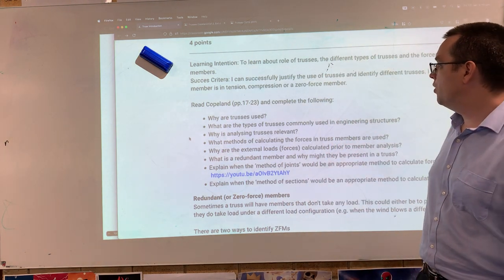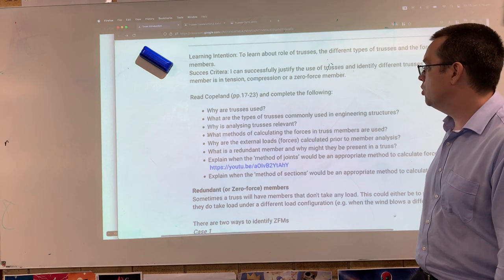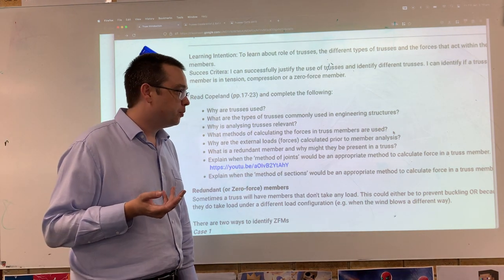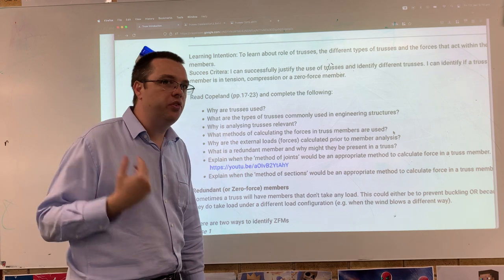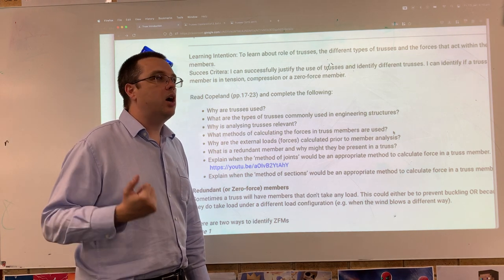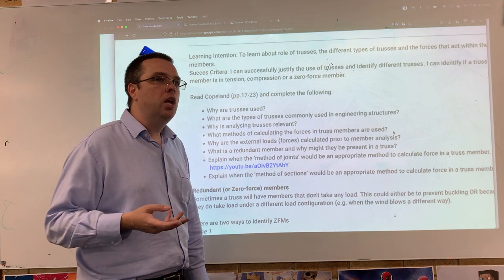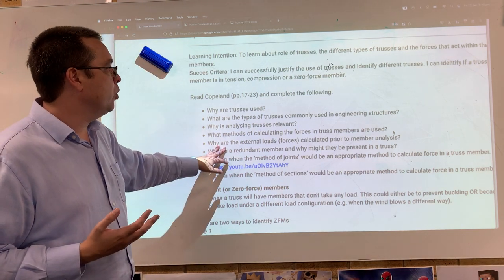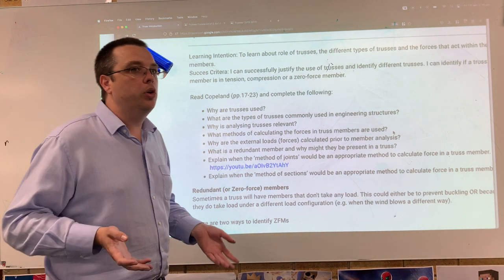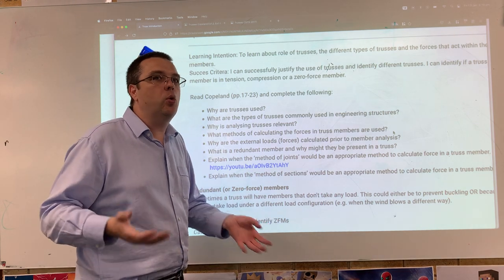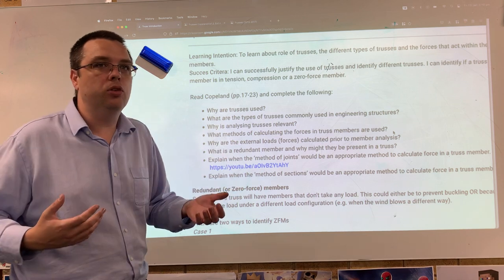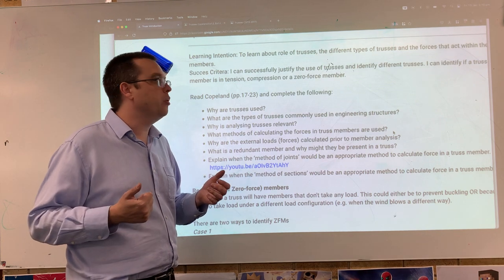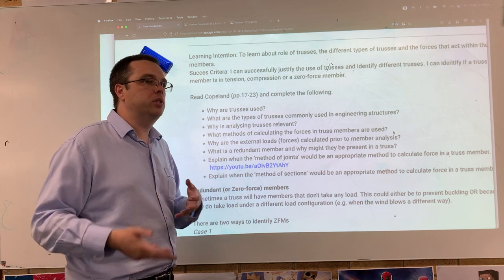Okay, what methods for calculating forces in the truss members are used? There are two methods that we use. There's method of joints and method of sections. I lean very, very heavily into method of sections. There are times where method of joints is useful, but I typically say that you don't want to use method of joints. Okay, why are external forces calculated prior to member analysis? If you don't know the external forces, you can't calculate. You need to know all the external forces in order to get your truss simulator to work. So part of that, the truss simulator can calculate your reactions for you. It does do that for you, but it does that step before it does the analysis.